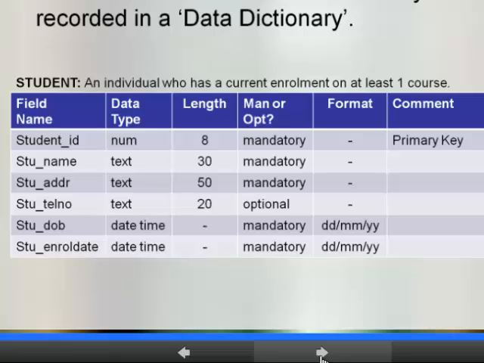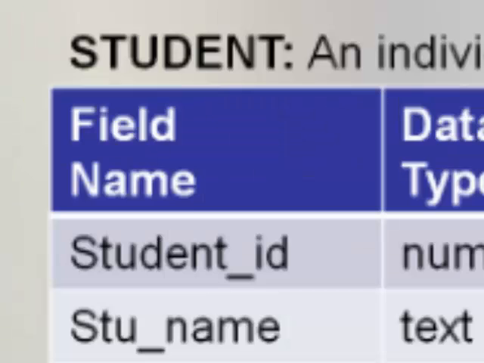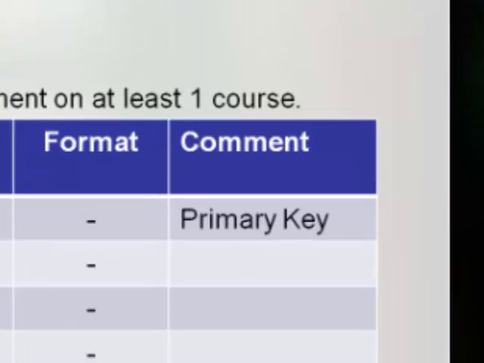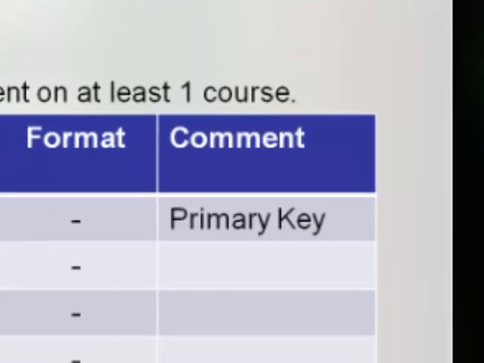You will see that the list of fields or attributes which have been associated with the entity or table student has been increased by one. We have an additional one at the top called student ID. This is the unique identifier of an individual record. It is, if you look at the final comment column, called a primary key.